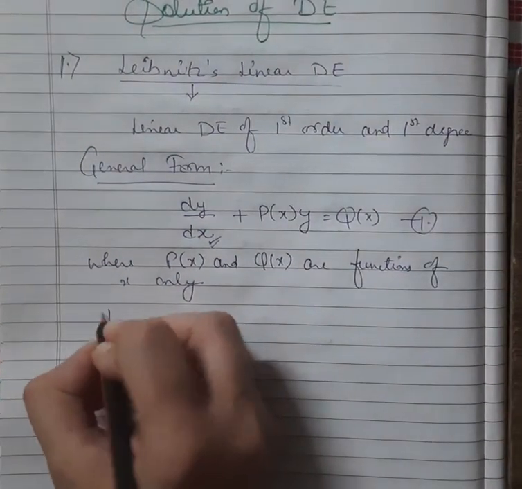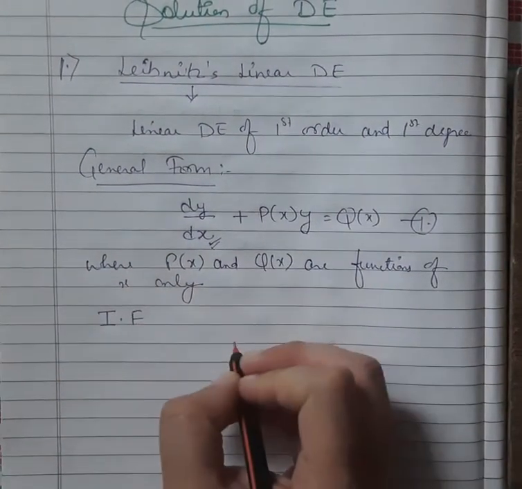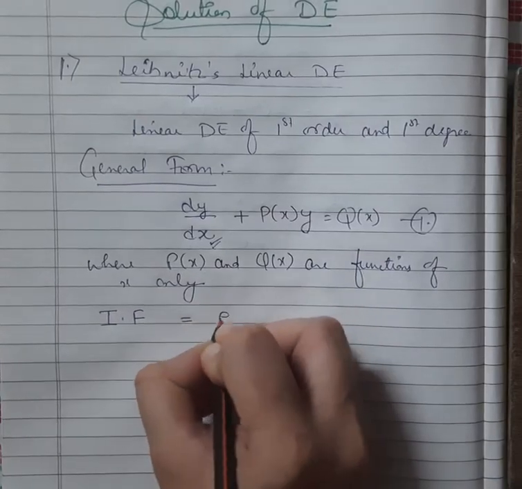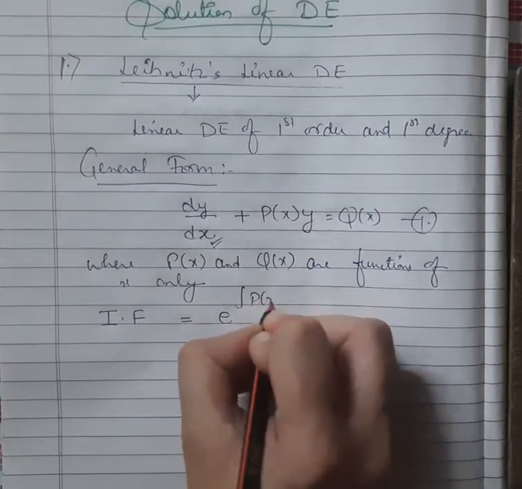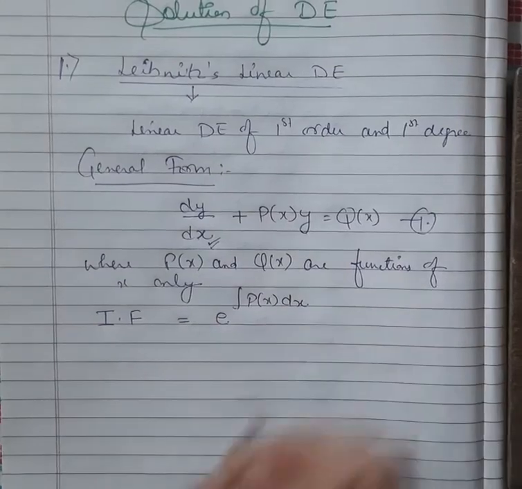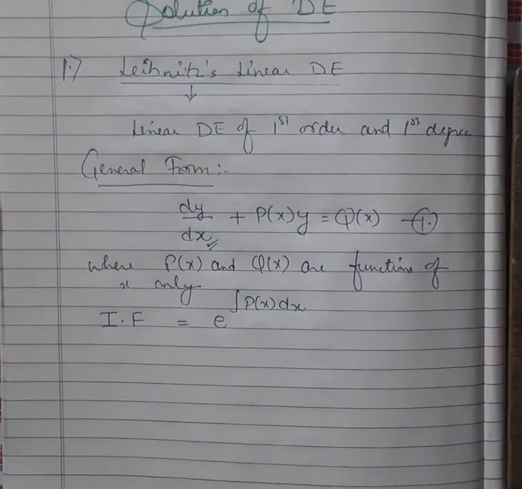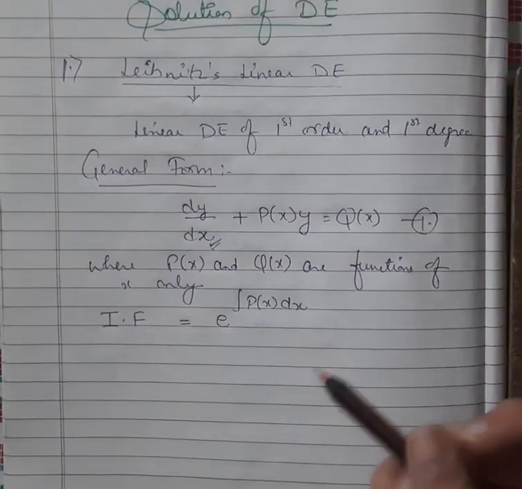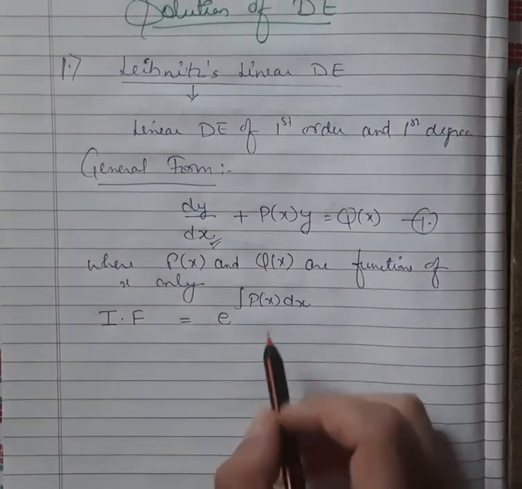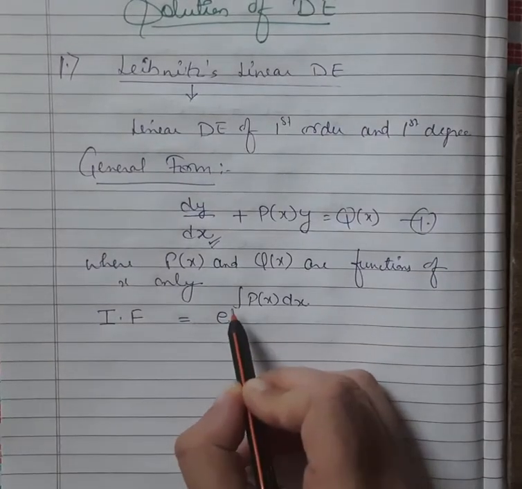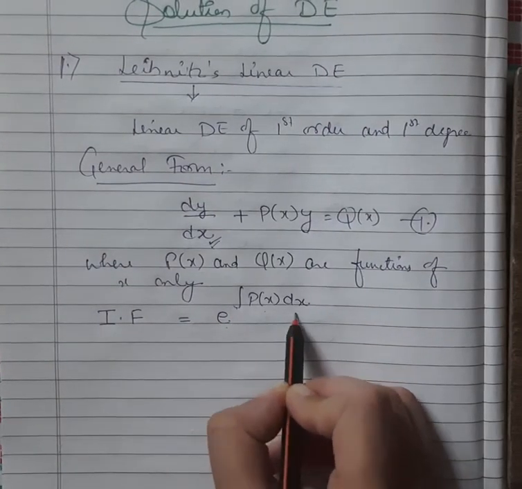For that we make use of a concept which is integrating factor. Its value is given by e raised to the power integral of p of x dx. This is the value of integrating factor for the Leibniz equation. Leibniz equation में integrating factor का formula क्या है, exponential raised to power integration of p of x dx.